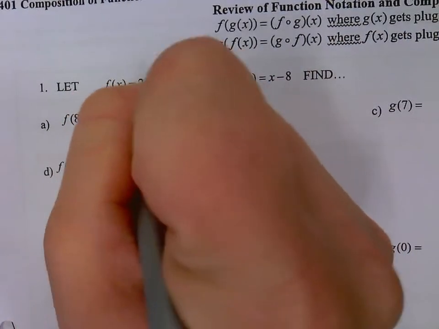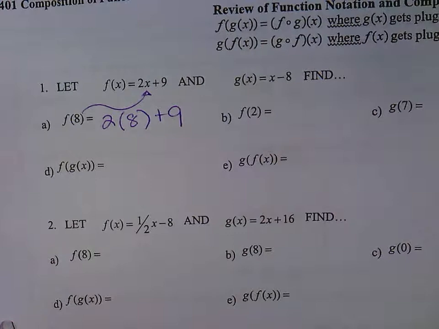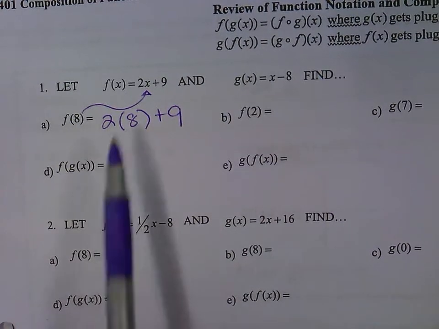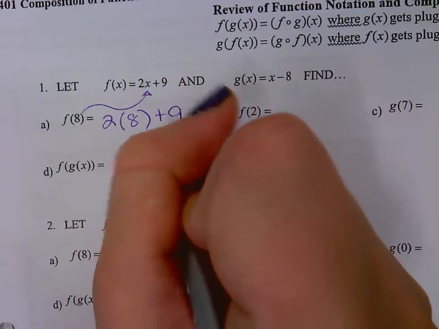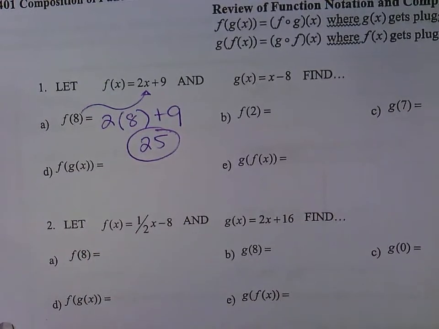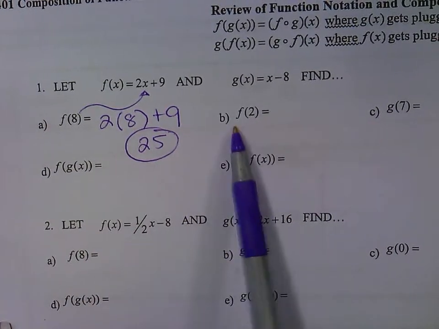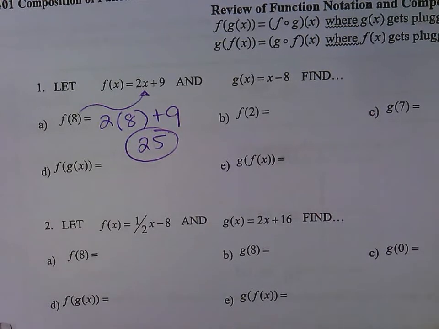What's 2 times 8 plus 9? So that would be 16 plus 9 would just be 25. So I just get an answer of 25. Could you try B and C the same way? You're just doing function notation. You're not doing anything after that. Just function notation.